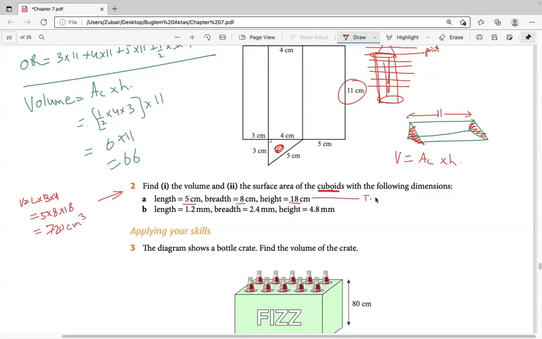And on the other side, when we talk about total surface area, first put in 2 pi r squared plus 2 pi r h. But we are talking about a cuboid, not a cylinder. So for the cuboid, it is the length times width and then the breadth times height. So 2 times 5, 8, 5, 8, 8, 18, and 18, 5.